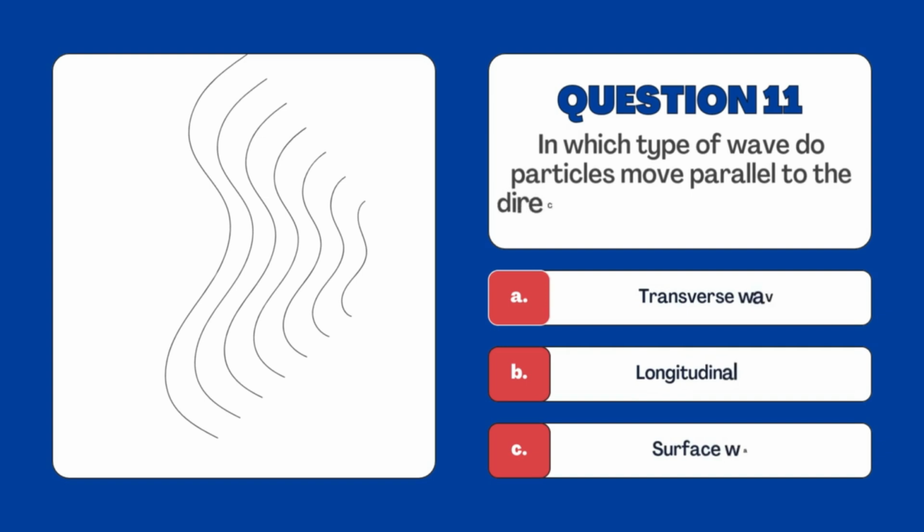Question 11. In which type of wave do particles move parallel to the direction of wave propagation? A. Transverse wave. B. Longitudinal wave. C. Surface wave.